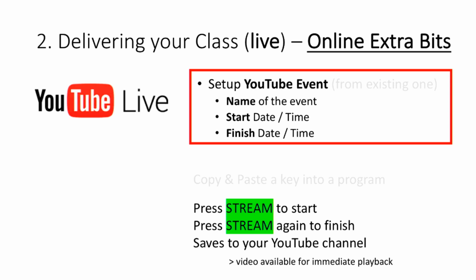So for you, once you've set up your event, when you want to go live, you press the stream button to start. Press the stream button again when you're finished, and this saves to your YouTube channel. And the advantage is that once you finish your live event, that's also now a playback video that anybody can use anytime. So I mentioned 2 things, pods and stream deck.